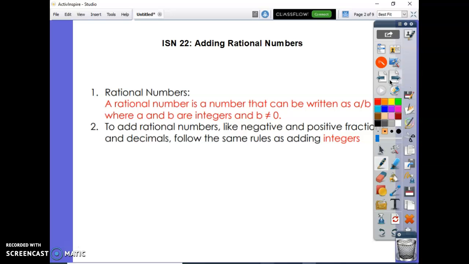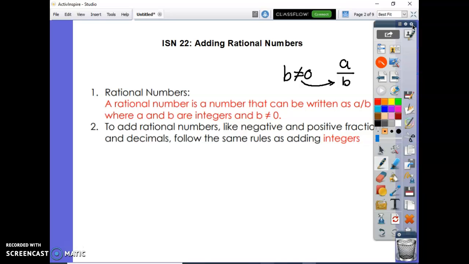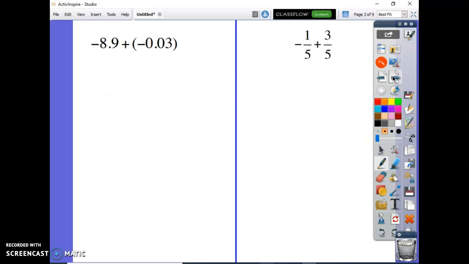So rational numbers. What is a rational number? A rational number is a number that can be written as a over b, or as a fraction a over b, where a and b are integers and b cannot equal 0. Remember, b cannot equal 0 because we can't have a 0 in our denominator. To add rational numbers like negative and positive fractions and decimals, follow the same rules as adding integers. Remember, when we're adding integers, we follow that song. Same signs add and keep, different signs subtract, keep the sign of the bigger number, and you'll be exact.